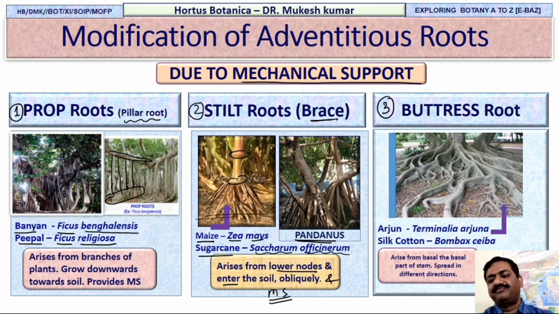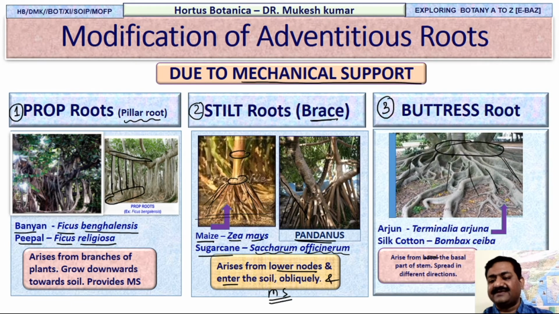This is the buttress root. Yes, this is also called plank root. They arise from the basal part of the stem and spread in different directions. See how these are the nodal structures, and they are growing in different directions, so that they can provide mechanical support.